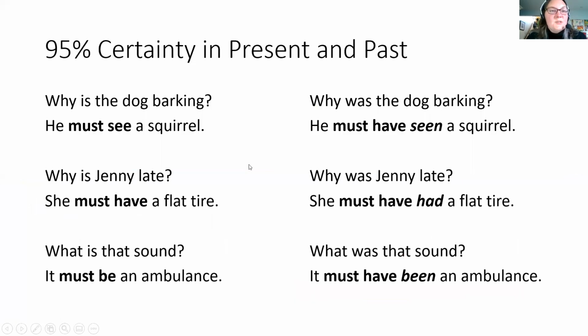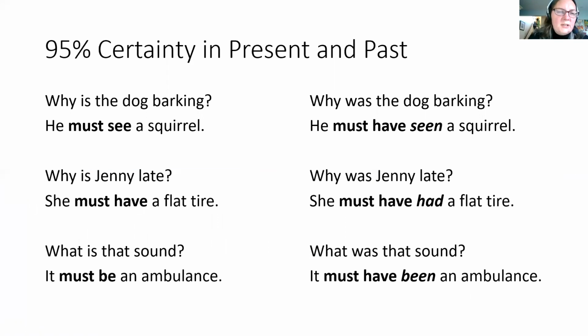Let's take a look at how this works in present tense and past tense with 95% of certainty. So again, this time we're not 100% sure. We're just a little bit less. We want to leave some room for doubt. Why is the dog barking? Remember in our last example when we were sure, we said he sees a squirrel. That's why. I know this.